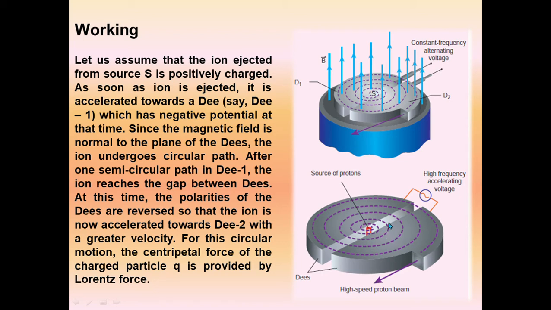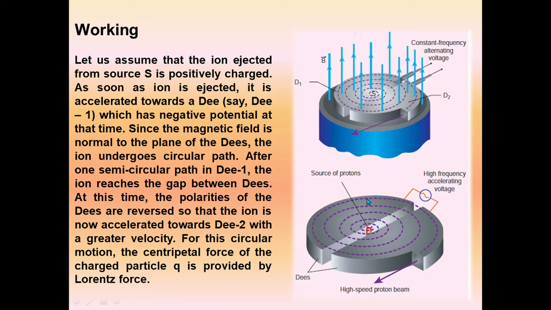For this circular motion, the centripetal force of the charged particle q is provided by the Lorentz force due to the perpendicular magnetic field, because the charge experiences magnetic force while passing through the semicircle of the Ds. In each semicircle of rotation, the charge experiences a different polarity of the Ds. So the velocity of the particle also increases, and the radius of the circle increases.